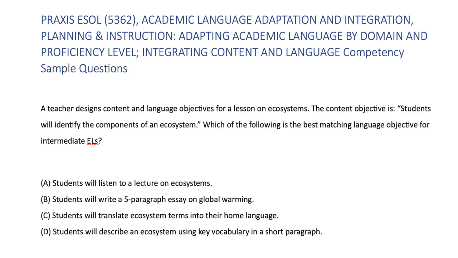Option B, students will write a 5-paragraph essay on global warming. A 5-paragraph essay is too advanced for intermediate ELs in a single lesson, and it goes well beyond just identifying the components of an ecosystem.